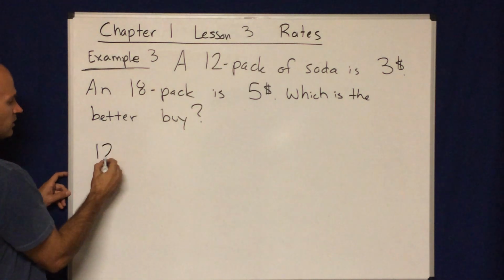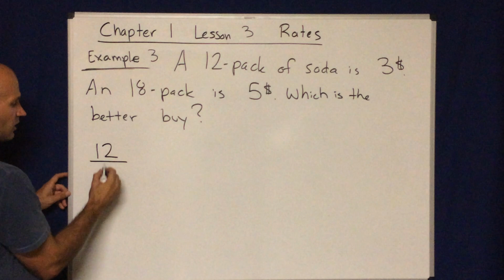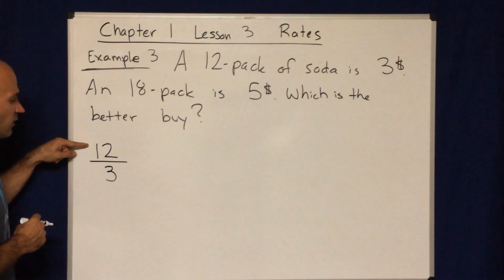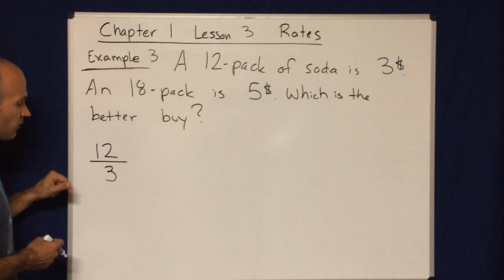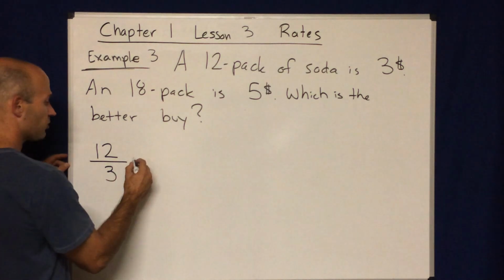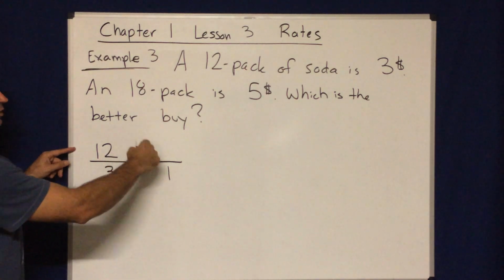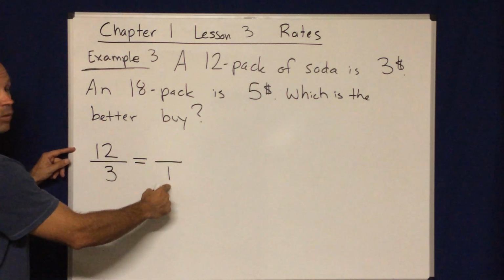For 12 sodas, it costs $3. So I'm figuring out how much soda do I get for some number of dollars, and I want to know the unit price, which means I want a denominator of 1. How many sodas do I get for that $1?